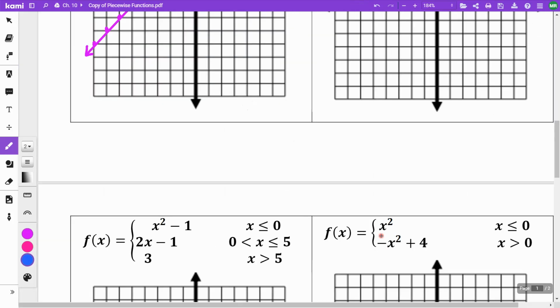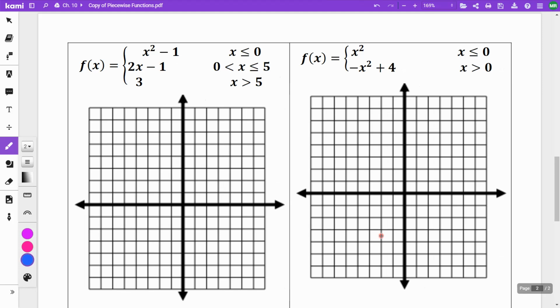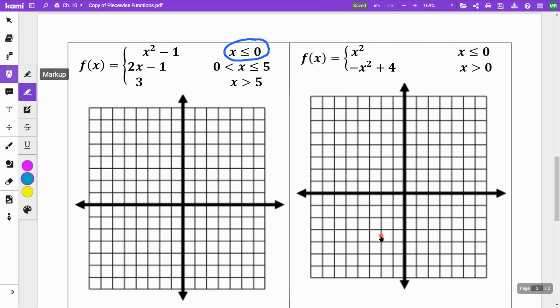On the next page, this one I've got 3 different graphs. I have a parabola, I have a line, and then I have a horizontal line. For the first one, I want my x's greater than or equal to 0. Really I'm going to have 3 different sections of this where my x is 0, my x is 1, 2, 3, 4, 5. You don't need to draw this in. I just want you to understand.